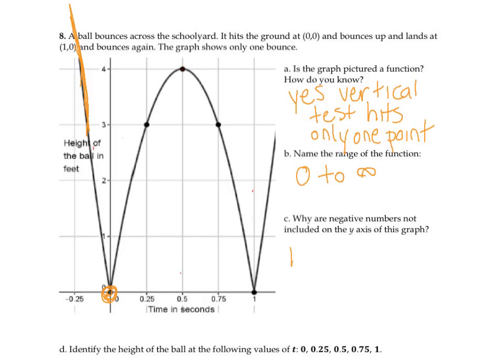So we can write the height does not go below 0 feet. Because when you're bouncing a ball on a playground, the ball will never go below the ground. So that shows us that the height is at 0 feet at the lowest.